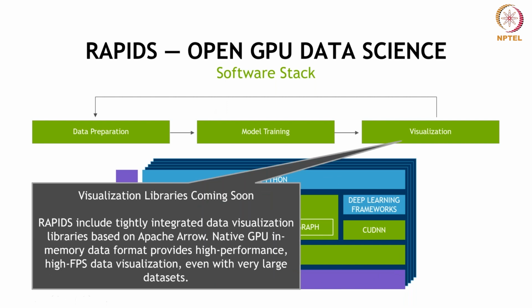The first one here that you are seeing is the visualization library itself. There's a slight correction here: the visualization library is not coming soon, but it already exists. The idea behind the visualization library is to do the analysis in the end. It is based on Apache Arrow, and it is primarily used for visualizing the data coming out of model training, so that you are sure that whatever the model has learned is as per the expectation. It helps you in the validation part of it.